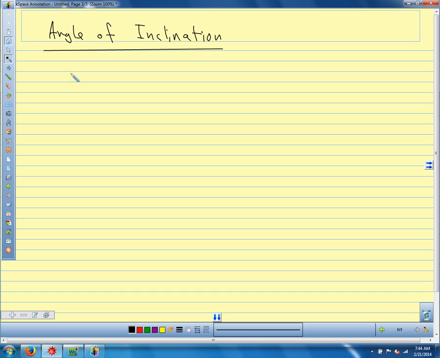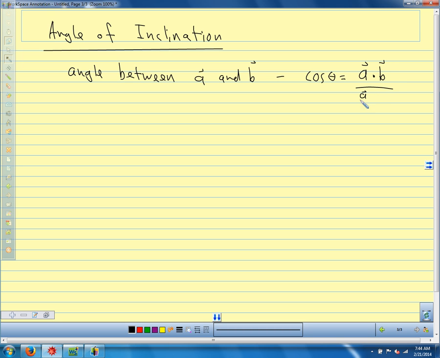So if we have vectors A and B, say recall, mathematicians love to say recall, the angle between A and B is given by, we can say the cosine of theta is A dot B over the magnitude of A times the magnitude of B. And we're going to define the angle of inclination of a plane.